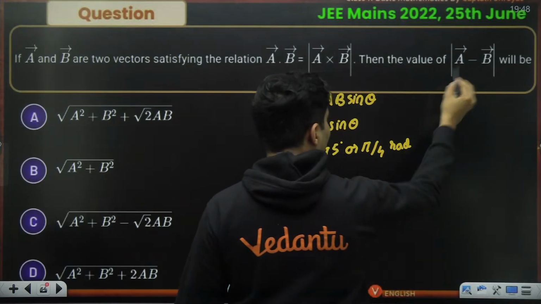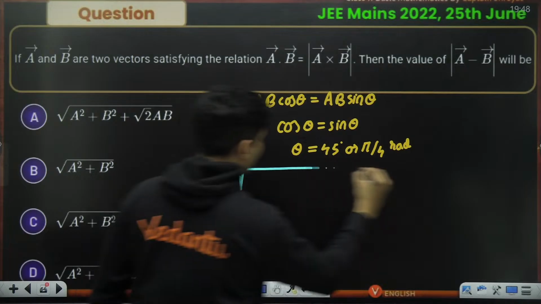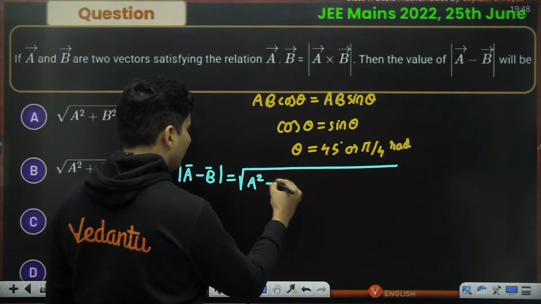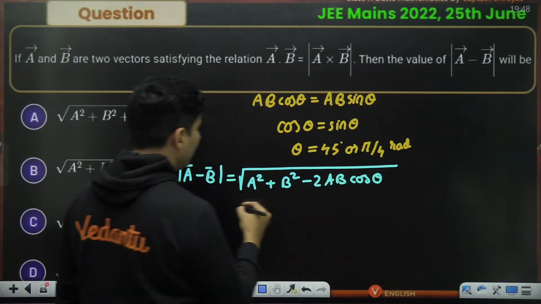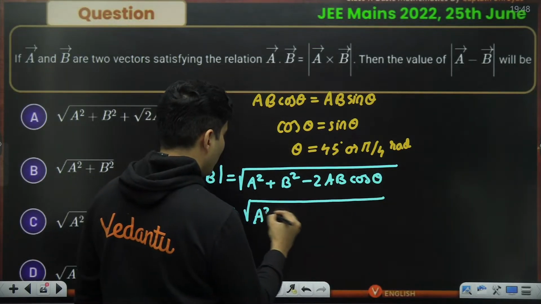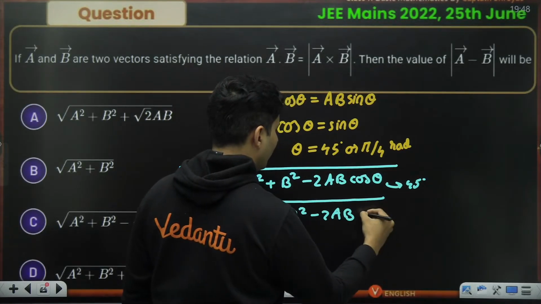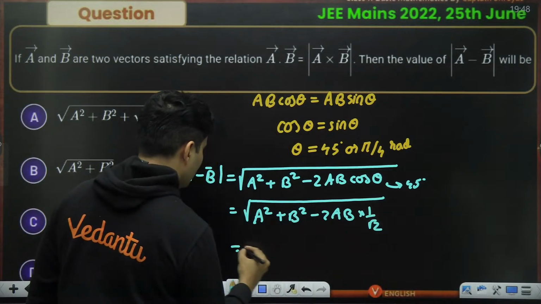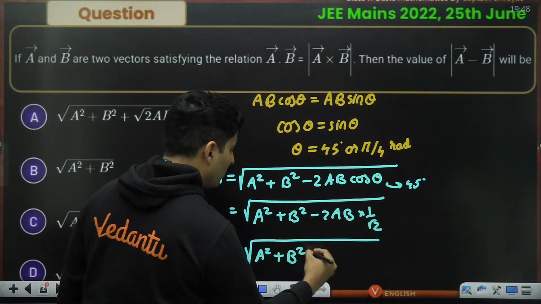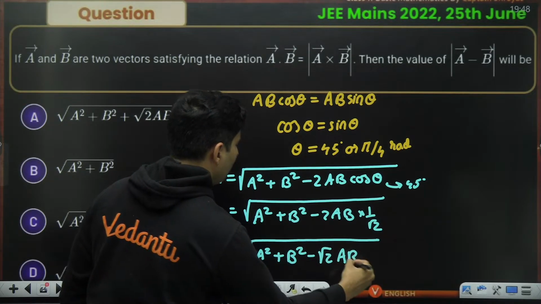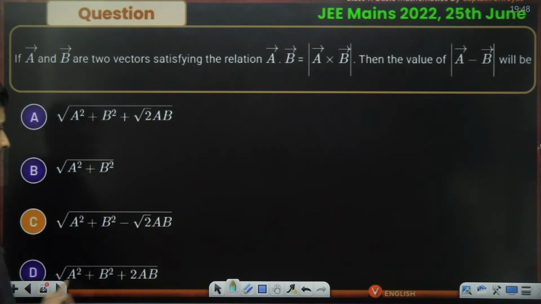Perfect. So now we have been tasked with finding the magnitude of A bar minus B bar. This is vector subtraction. Vector subtraction is nothing but first vector square plus second vector square minus 2ab cos of the angle between them. So this will be nothing but a square plus b square minus 2ab. Theta is 45, cos 45 is 1 by root 2. So this will be nothing but root of a square plus b square minus root 2 ab, because 2 and root 2 will cancel. Which is nothing but option number C, of course. Is this absolutely clear?